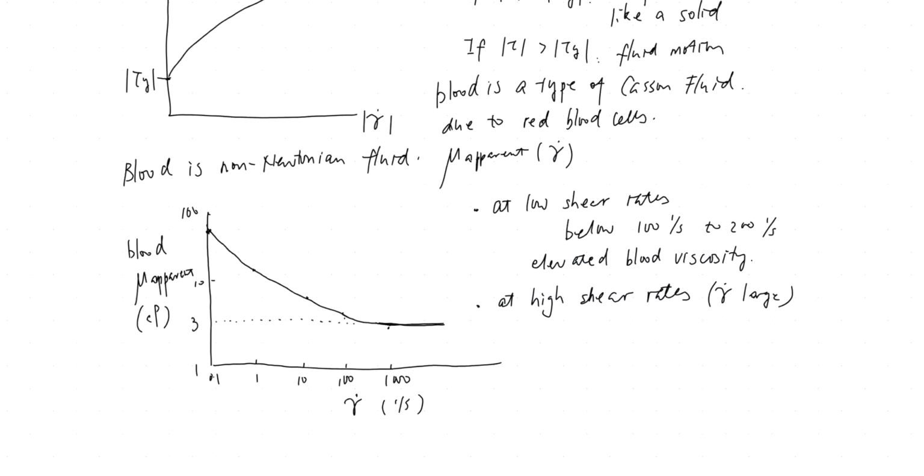So usually we use mu infinite. Infinite means the gamma dot is infinite. So at infinitely large shear rate, it's approximately 3 centipoise. 3 centipoise is the same as 0.003 Pascal second. So this is the apparent viscosity of blood.